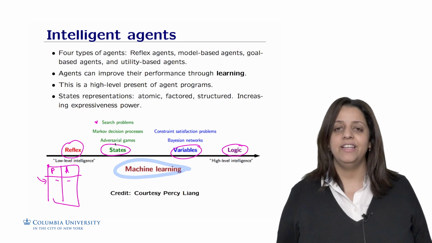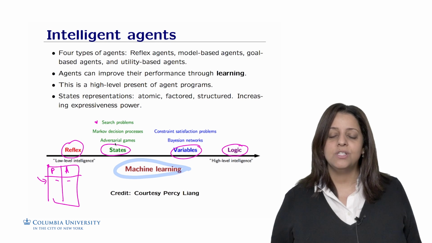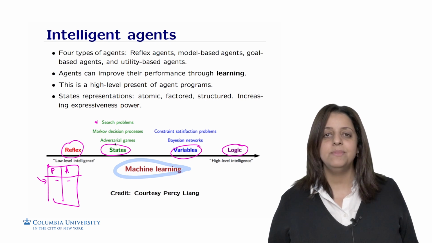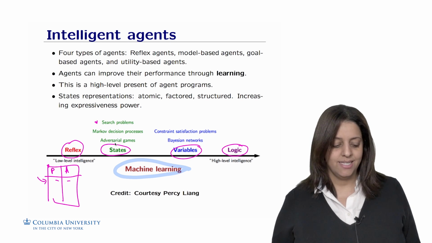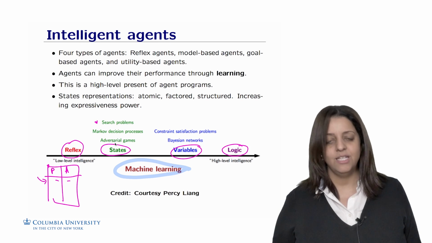So this was it for intelligent agents today. Next time we're going to start the topic of search and games, in which we model the world with states that are black boxes, and this includes search problems and adversarial games.